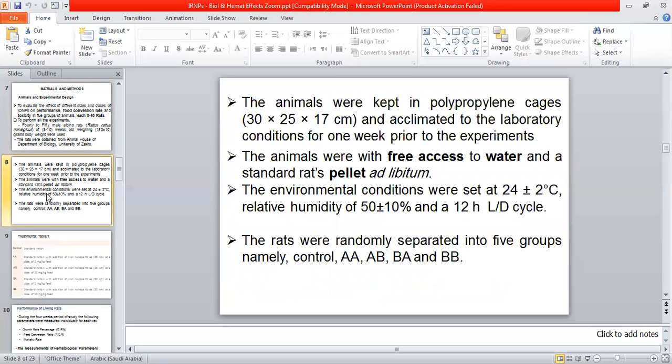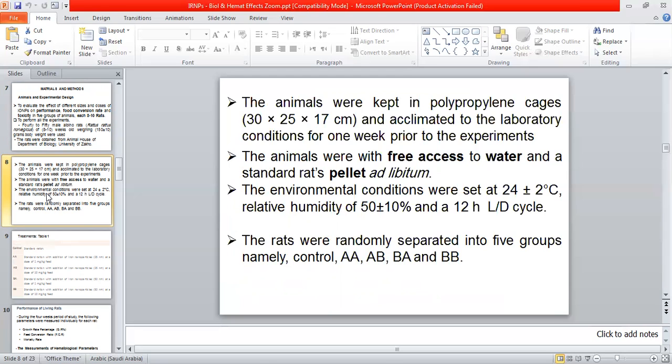The animals were kept in polypropylene cages, with dimensions 30 by 25 by 17 centimeters, acclimated to the laboratory conditions. The animals had free access to water and standard rat pellets ad libitum. The environmental conditions of the rearing room were set at 24 degrees centigrade plus or minus 2, relative humidity 50 plus or minus 10%, and a photoperiod of 12-hour light-dark cycles.